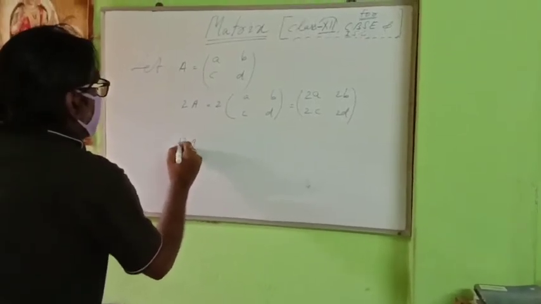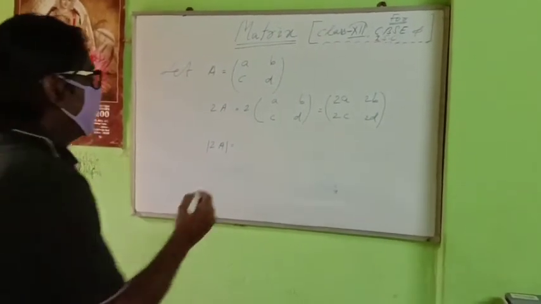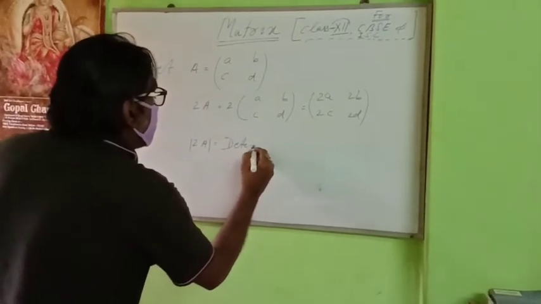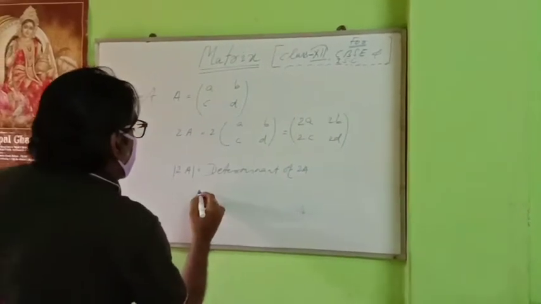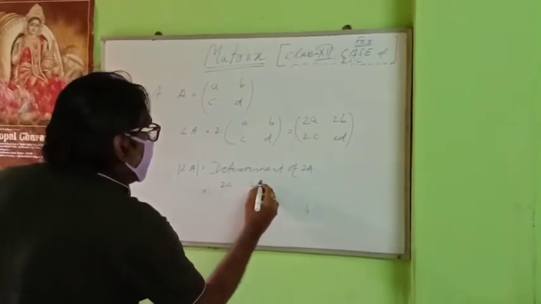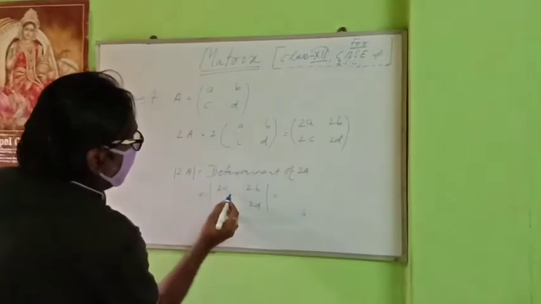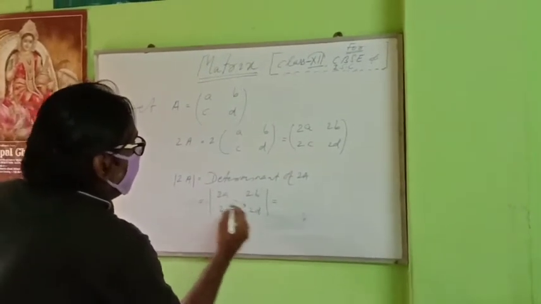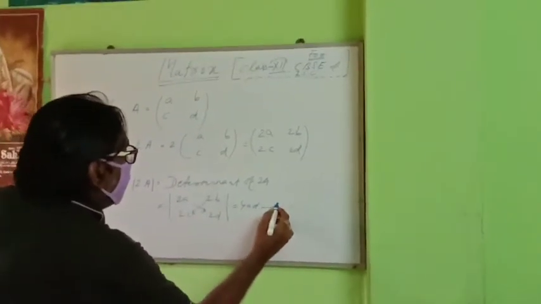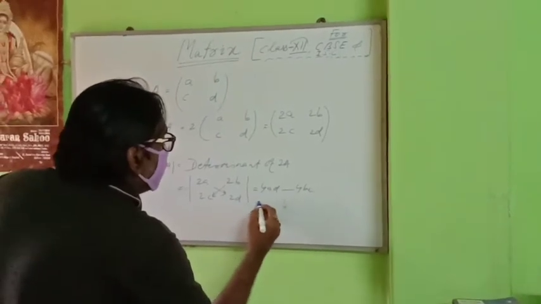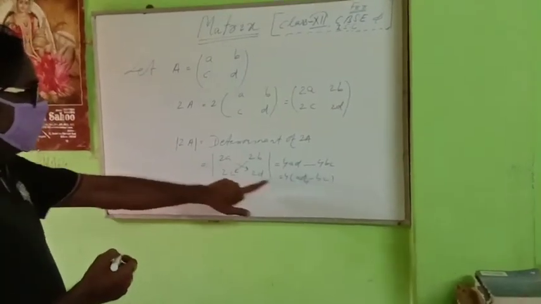Okay, suppose you have to find out the determinant of 2A. This is |2A|, the determinant of 2A. Now tell me what is the value for 2a, 2b, 2c, 2d. The determinant value will be like this. How to find out this one? This into this, it will be 4ad, minus this into this, 4bc. You can take 4 common: 4 times (ad minus bc). This is the value of the determinant of 2A.